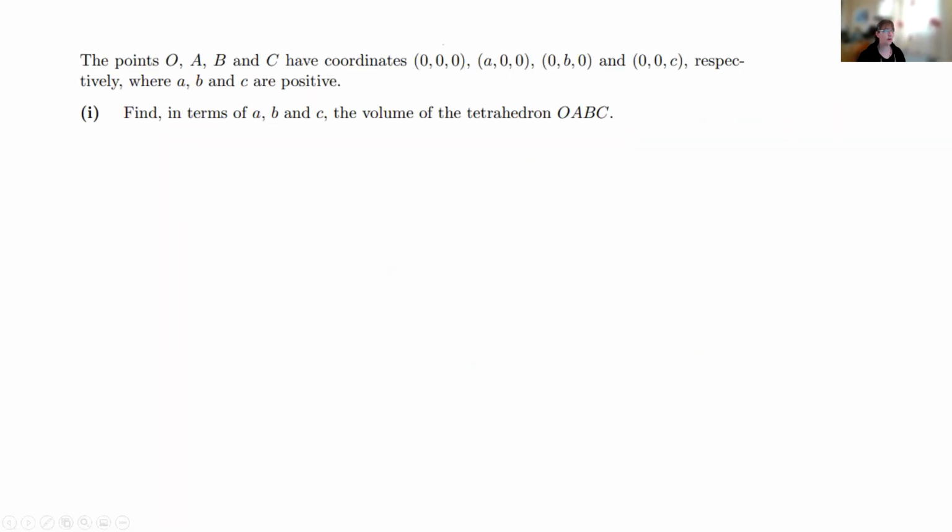And we're asked to find the volume of this tetrahedron. So it's probably a good idea to try and sketch it. So I'm going to do my best with this. When you are doing this, you will be able to use a ruler, so yours might be a bit neater.